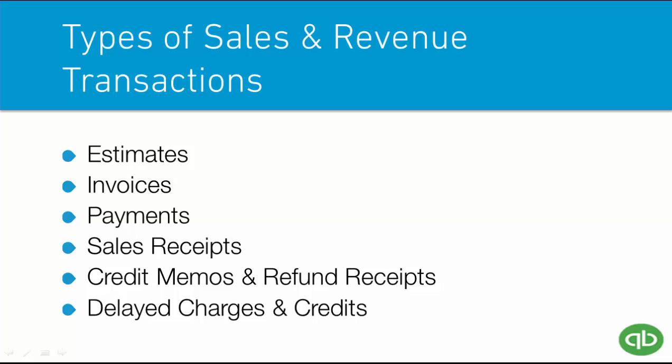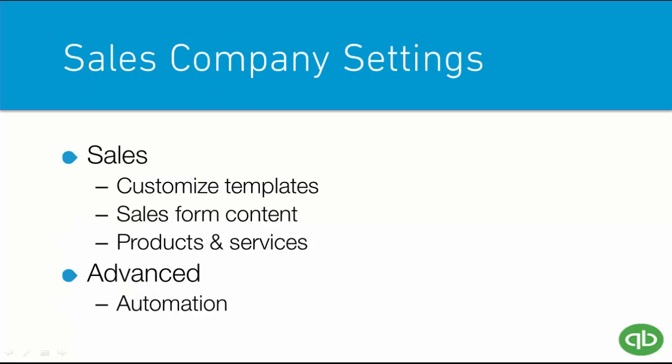Let's move on to sales-related company settings. When you open up the company settings page, there are tabs for different kinds of settings. Sales has its own category, and we'll look at them, but also we'll look at a sales-related setting under the advanced settings. Let's take a look now.